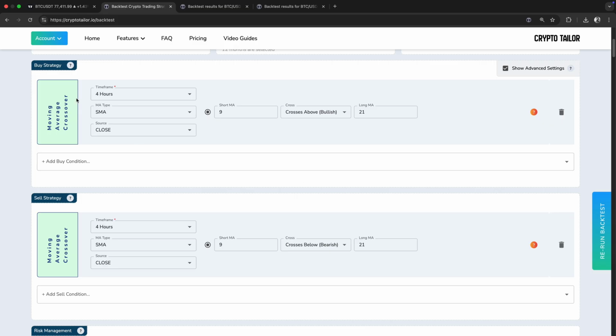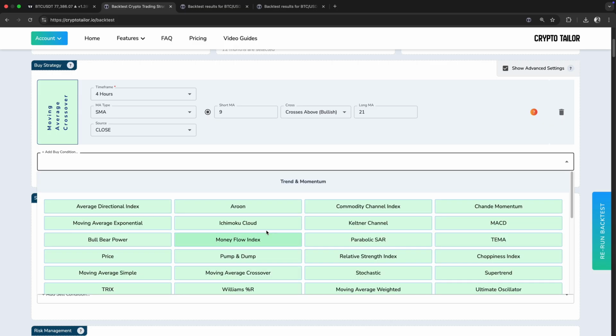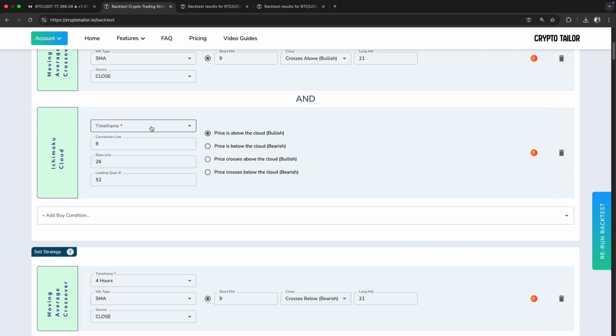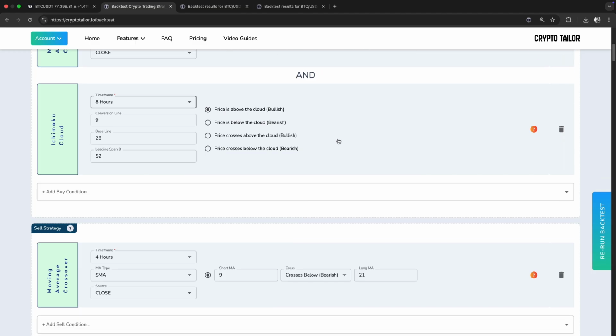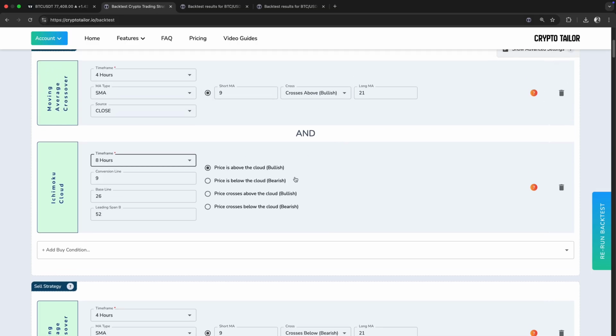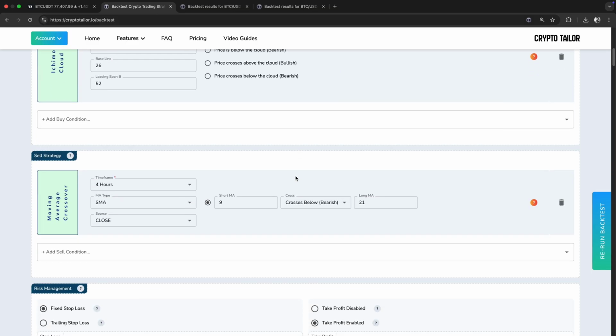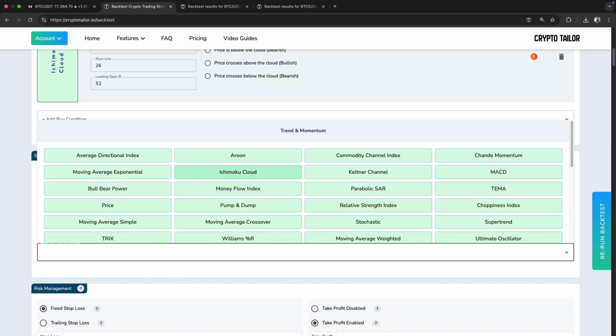So for the buy strategy, I select Ichimoku cloud and set the time frame to a higher one, like the 8-hour, and choose the condition where the price is above the cloud. This means the market is in a strong uptrend, and we only want to take crossover signals that align with the overall bullish momentum.